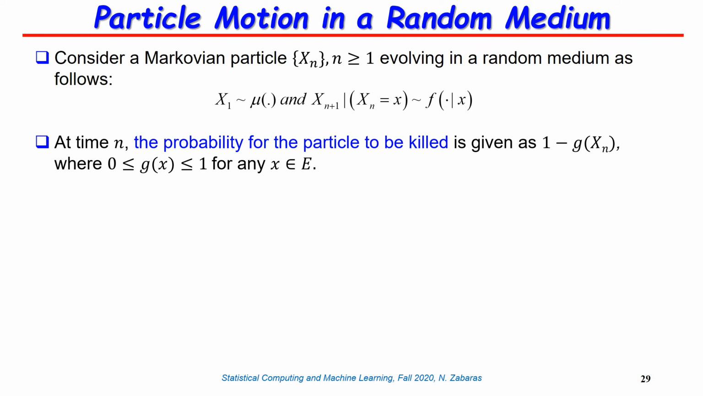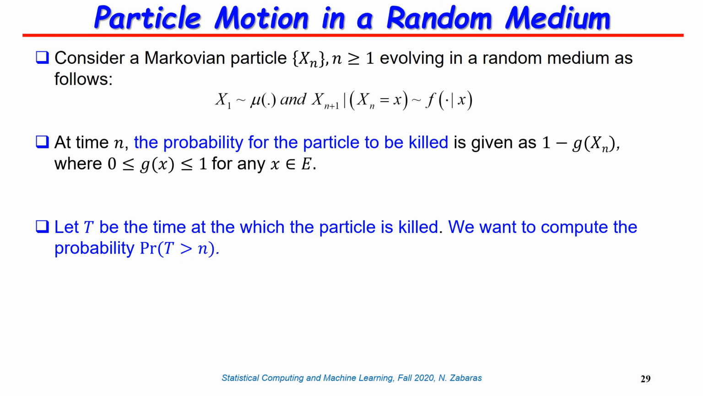So let me elaborate a little bit. Let's define capital T to be the time that the particle is being killed, and we want to compute the probability that that time is greater than n. So again, capital T is the time at which the particle will be killed, and we want to find the probability that capital T is greater than n.